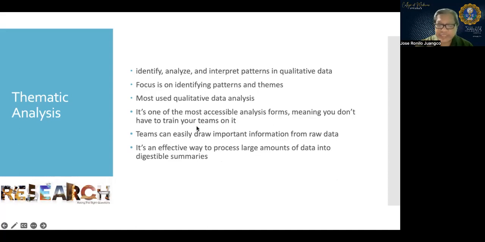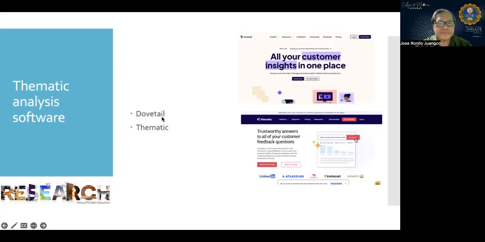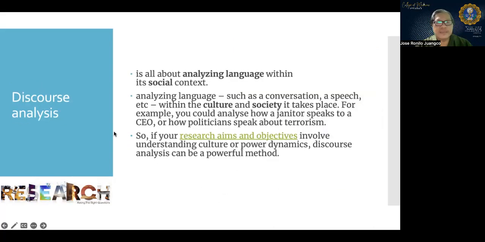You just follow the basic memoing, coding, and then getting the main themes or categorizing your data. Okay. So teams can easily draw important information from raw data, and it's an effective way to process large amounts of data into digestible summaries. For the software, we have Dovetail and Thematic, if you want to use software for your data analysis.